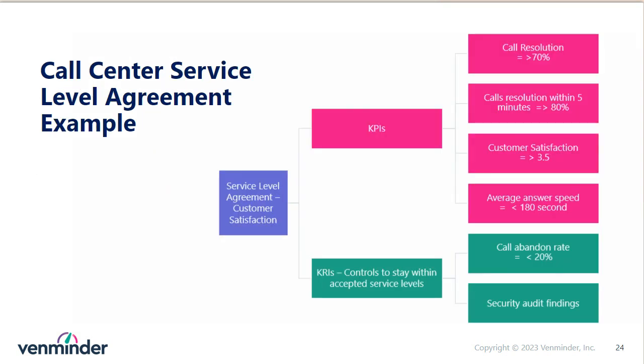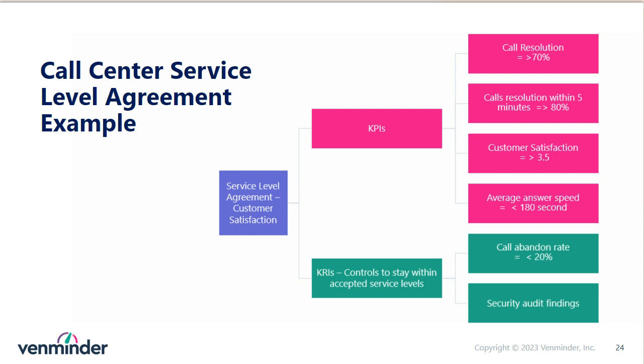Let's explore those KPIs and KRIs a little bit more. So here we have an example for Right Answer Call Center. This is the SLA agreement that's going to be specific to customer satisfaction. We've listed 4 KPIs that are foundational to reaching customer satisfaction. So we want 70% of the calls to be resolved at a minimum. Of course, we want all the calls to be resolved, but that isn't really possible. But we'd like to see more than 70% of the calls resolved. But that 70% is the lowest we can go without missing the SLA.